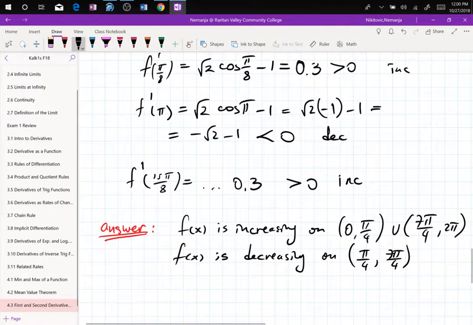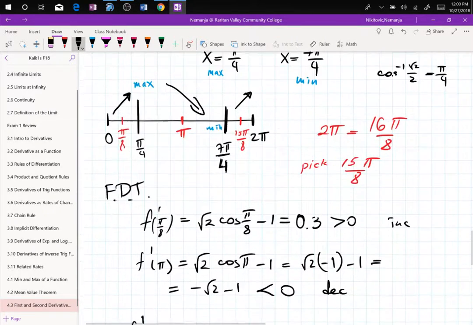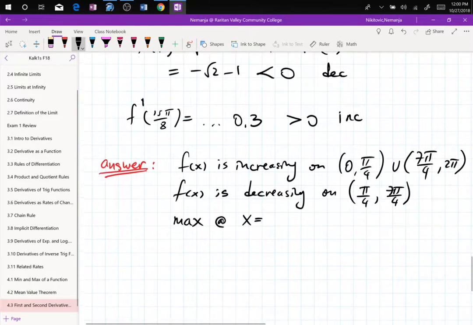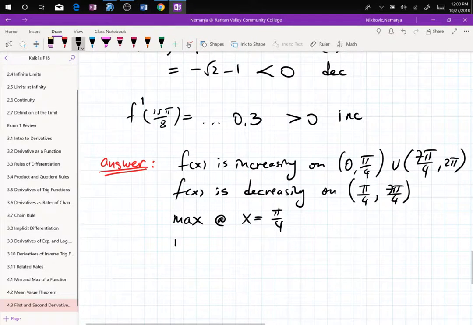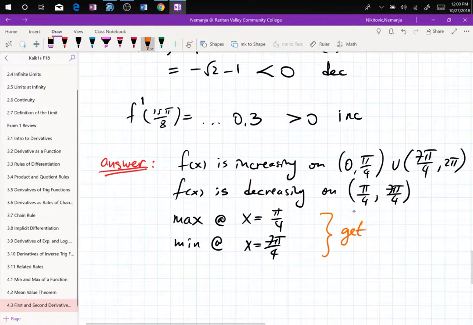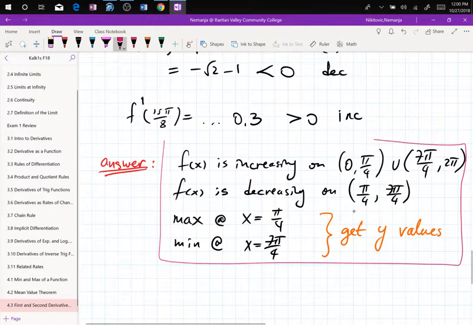Then we have a maximum at x equals pi over 4, and we have a minimum at x equals 7 pi over 4. You can go calculate y values. Get y values. There we go. So this is your answer, the final 2 points on your exam. Right there.